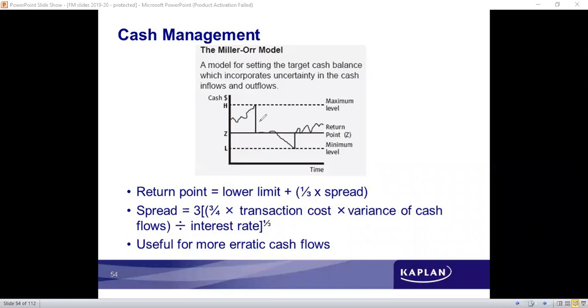See, we see that there is a minimum cash requirement, that is the minimum level. In any case, they would require as little as this much. That's the minimum level which is anticipated.